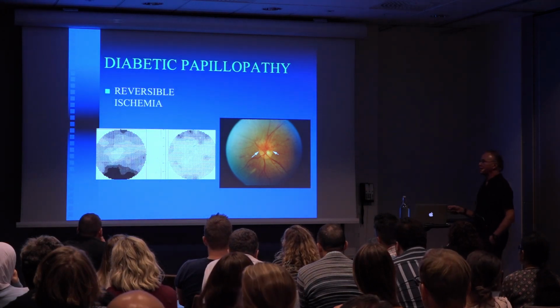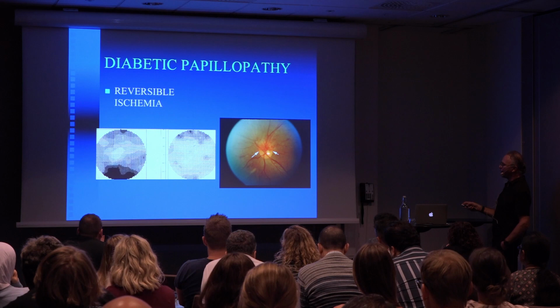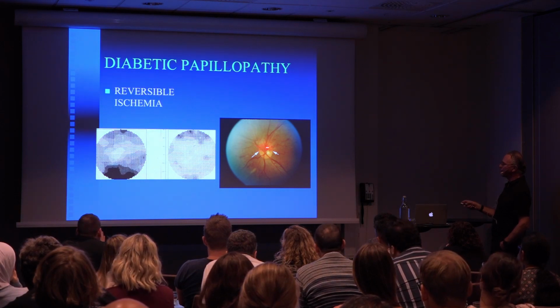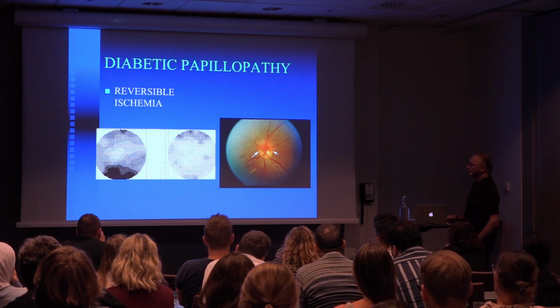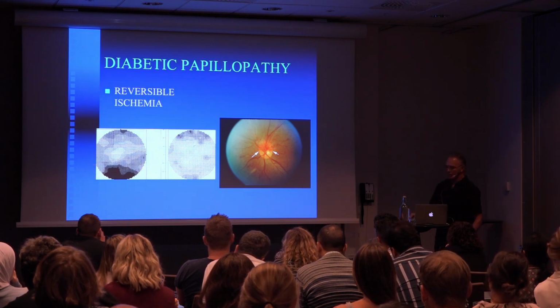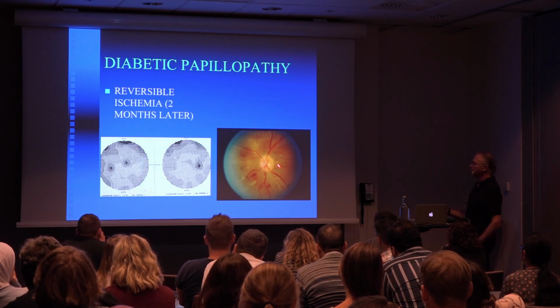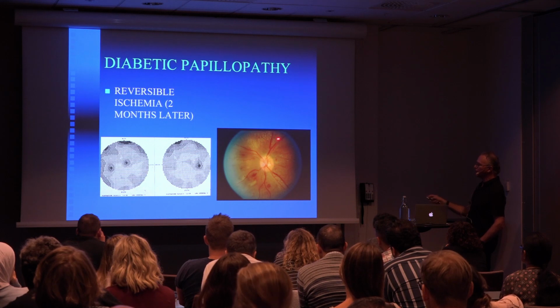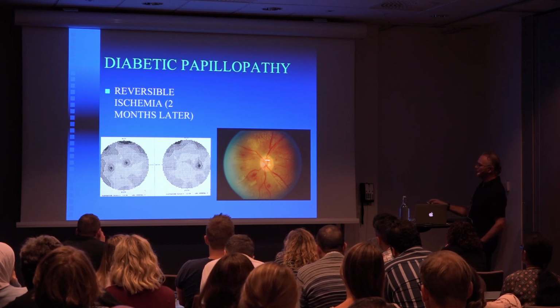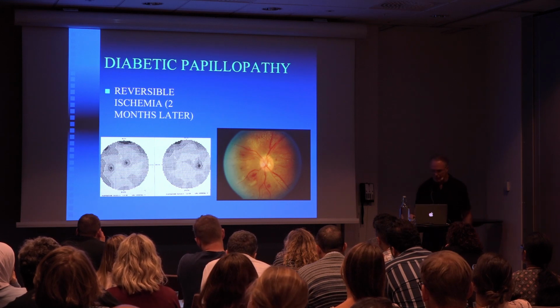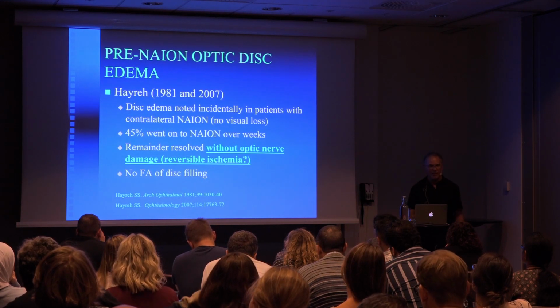Here's a reversible case of diabetic papillopathy. Really dramatic disc, half of the disc dilated with capillary dilation, some flame hemorrhages next to it, and an inferior defect that went along with it. Two months later, the field defect was gone. This part on the disc was gone. More diabetic retinopathy had developed, but the disc wasn't atrophic. So it looked like a reversible ischemic situation there.